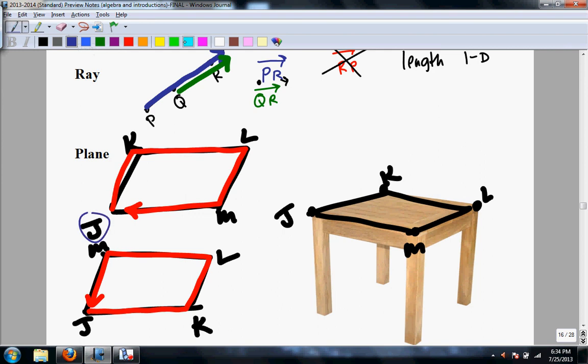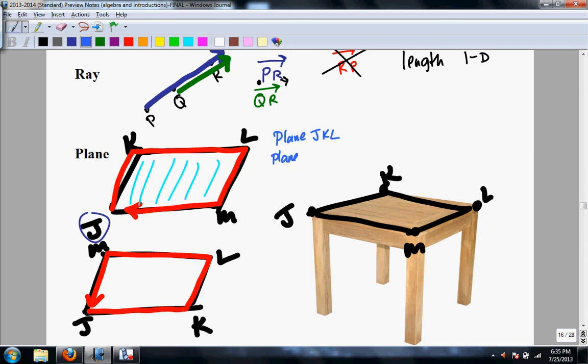I could name this plane, this tabletop, like so. I could call it plane JKL. Now what happened to the M? You only need 3 points to name a plane, just like you only need 3 legs on a stool to make it settle flat. So I can call it plane JKL.